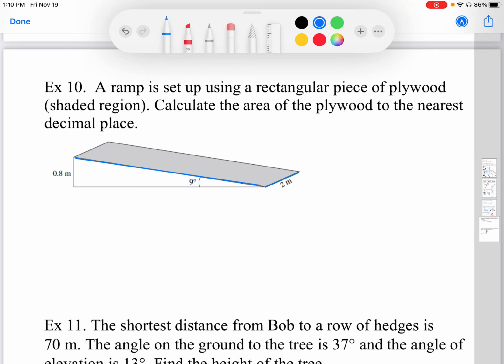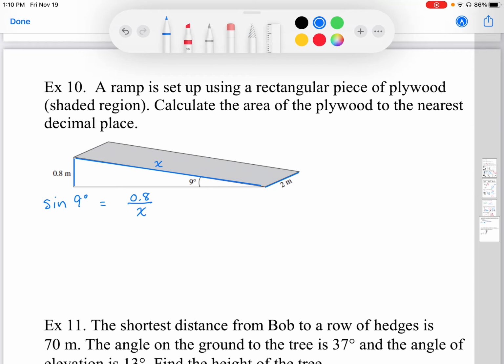Which is our hypotenuse. I'll call that x, and we have this side here that is the opposite side, opposite hypotenuse. So we're dealing with sine again. So I'm going to write this out. Sine of the angle 9 degrees, that ratio is going to be the same as opposite to hypotenuse.